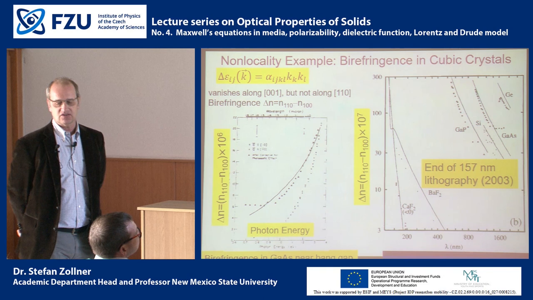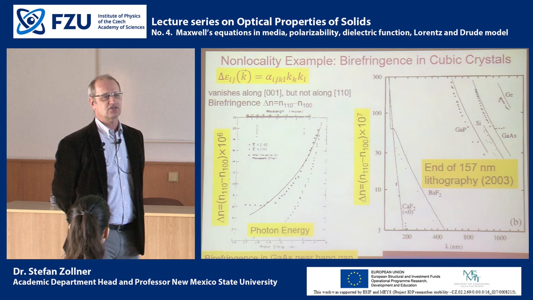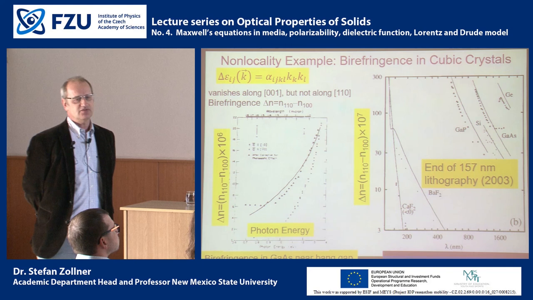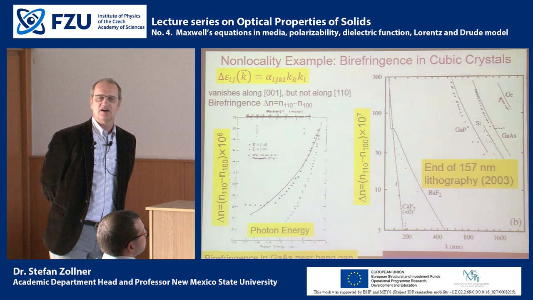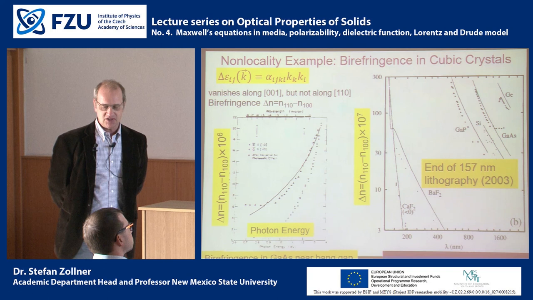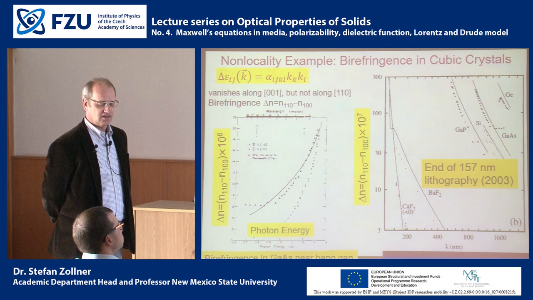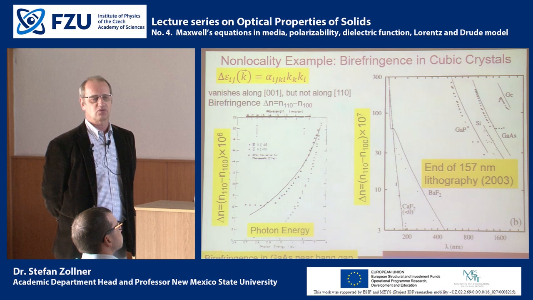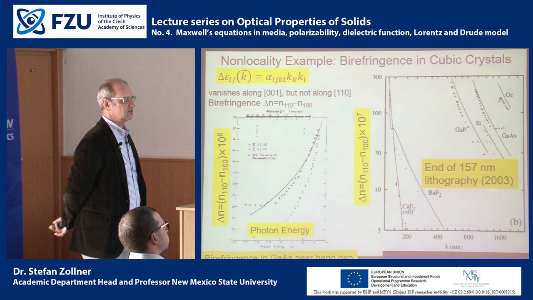The reason why people were very interested in calcium fluoride in 2003 was because people wanted to do lithography for microelectronic patterning using 157 nanometer lithography. And this birefringence, even though it is very small, causes a problem when you try to print small circuits using optical lithography. And as you know, for 157 nanometer lithography, many, many millions of dollars were invested into developing this technology, but in the end, it was not practical, and the non-locality is one of the reasons why this could not happen. So this is an example which is not so well known, but it is definitely of practical importance.